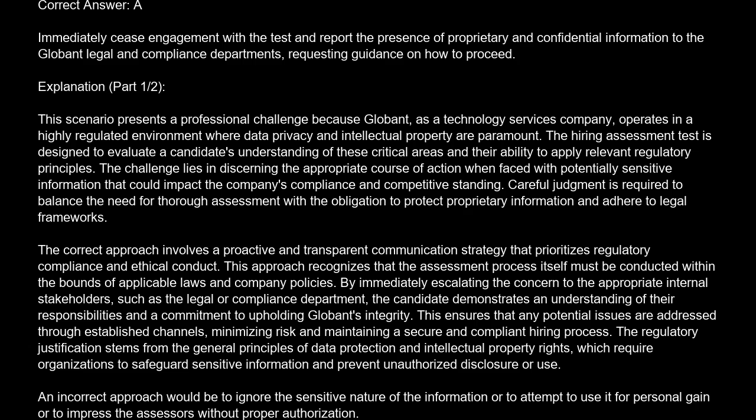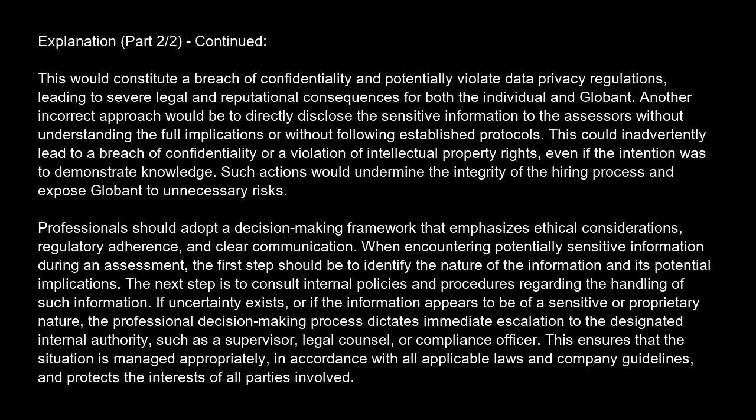An incorrect approach would be to ignore the sensitive nature of the information, or to attempt to use it for personal gain, or to impress the assessors without proper authorization. This would constitute a breach of confidentiality and potentially violate data privacy regulations, leading to severe legal and reputational consequences for both the individual and Globant.